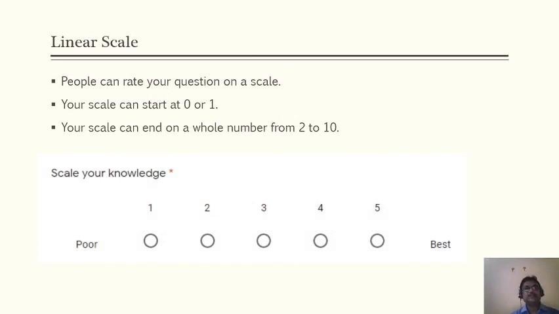Linear scale. Sometimes we need to discuss performance or feedback. In that case, we may use the linear scale, like this: scale your knowledge. We may give options with numeric values 1, 2, 3, 4, 5, where 1 represents poor and 5 represents best. This kind of question and linear scale can be used in the Google form.